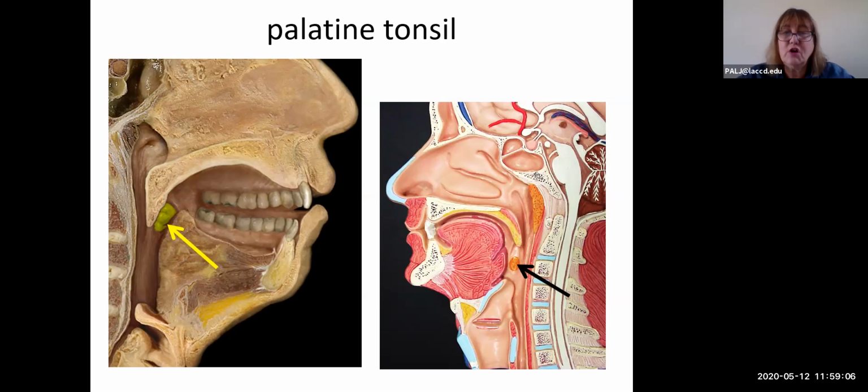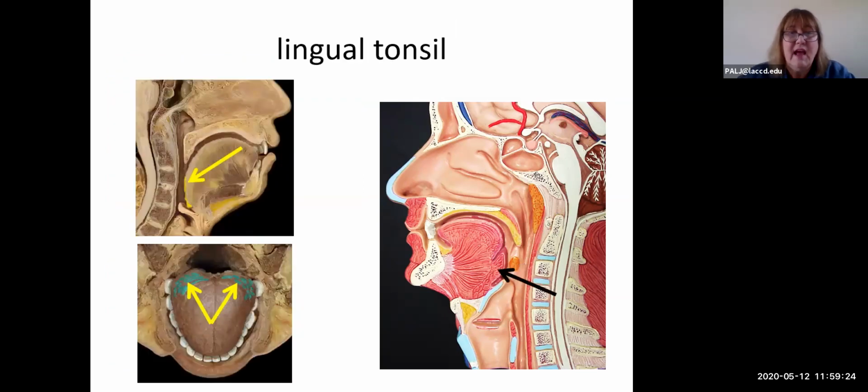Now there is a third set of tonsils. Have you ever noticed, when you get sick and it feels like your tonsils are all swollen and it's difficult to swallow, that it feels like the back of your tongue may be swollen too? It's because it is, because that is where the third set of tonsils is located. And this is called the lingual tonsil.